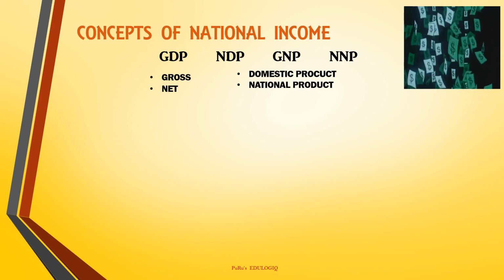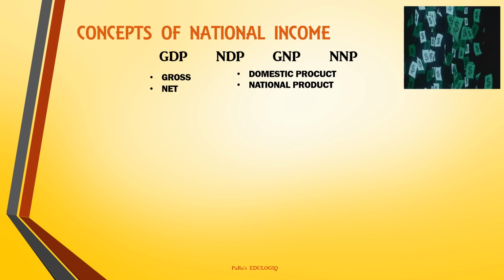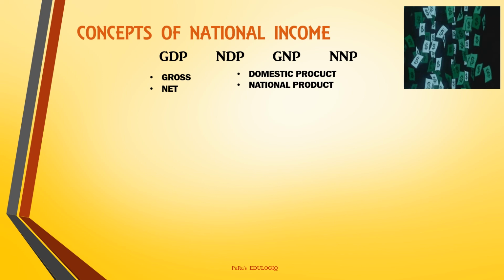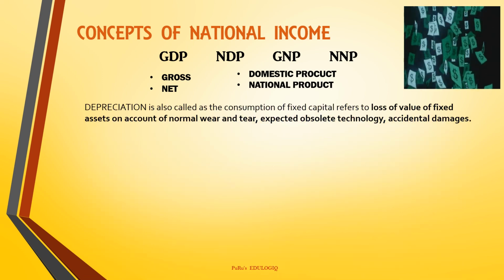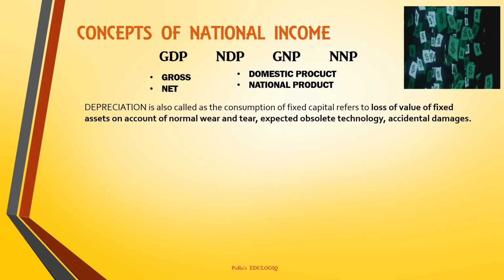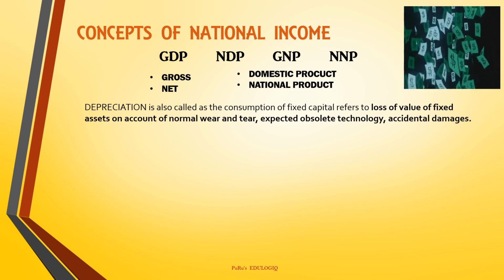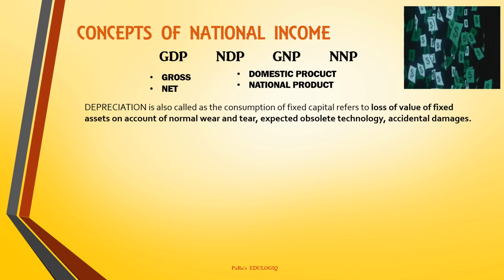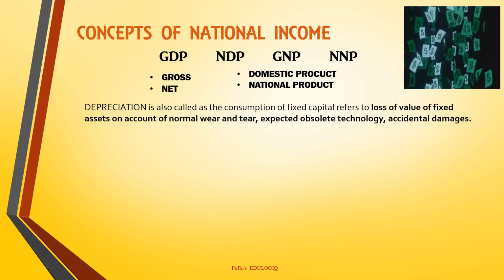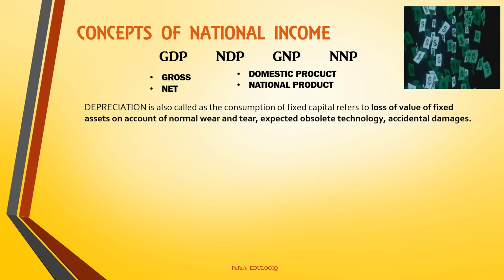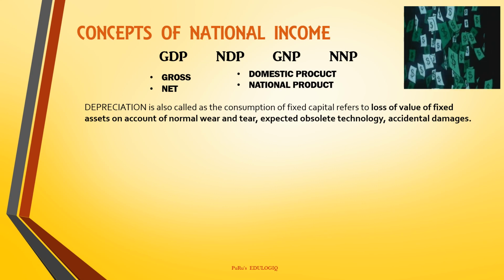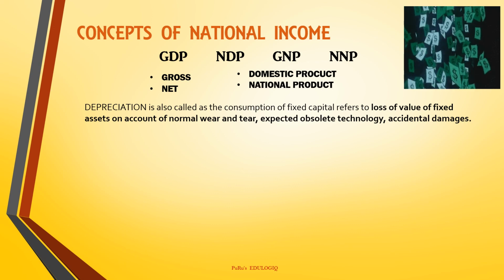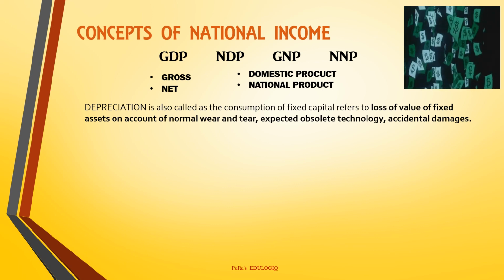But when we come to gross and net concepts, the major difference between these two concepts is depreciation cost. What is depreciation cost? Depreciation cost is consumption of fixed capital. Whenever we use fixed capital on a normal usage basis, there will be wear and tear charges, or due to obsolete technology there would be replacement, or there could be certain accidental damages. On account of these, there will be certain depreciation in the value of the fixed assets. That's called depreciation cost.